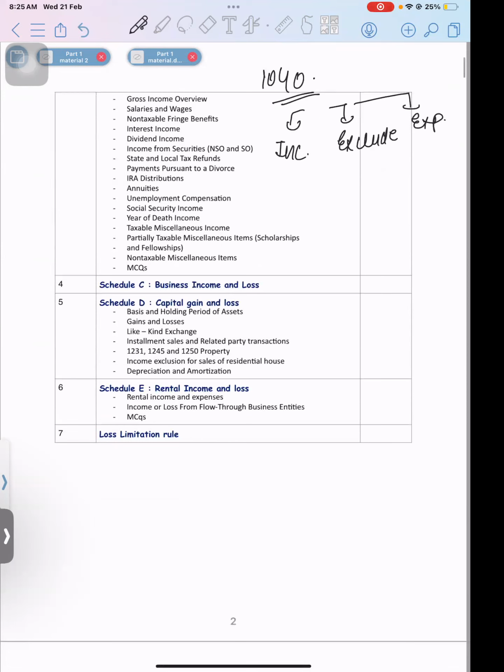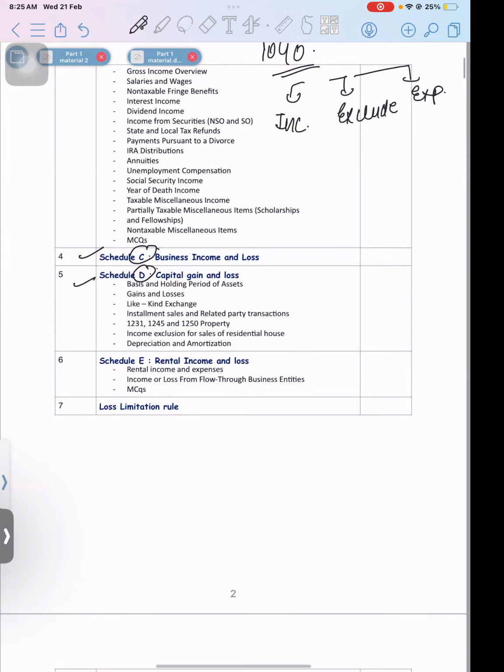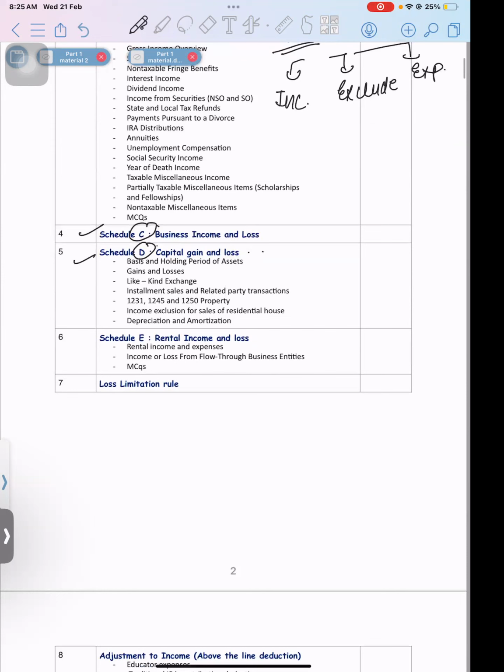Third one is business income and losses. Then I have taken the schedules, schedule C, schedule D. When you look at the 1040 form, you might have seen the schedules. Schedule D is for capital gain and loss. If you sell any asset or any shares and securities, how the gain will be calculated, whether it should be long term or short term. It's 1231 gain, 1245 gain, or 1250 gain.